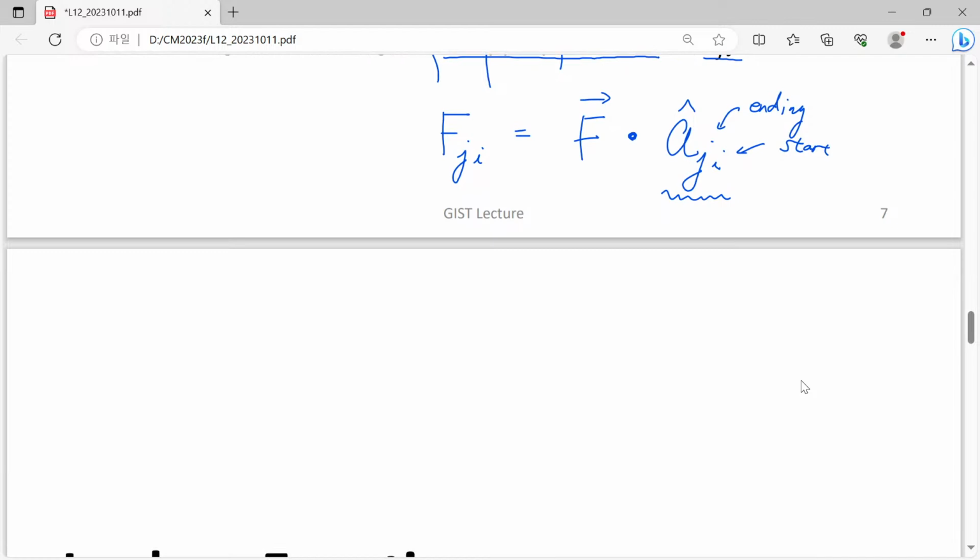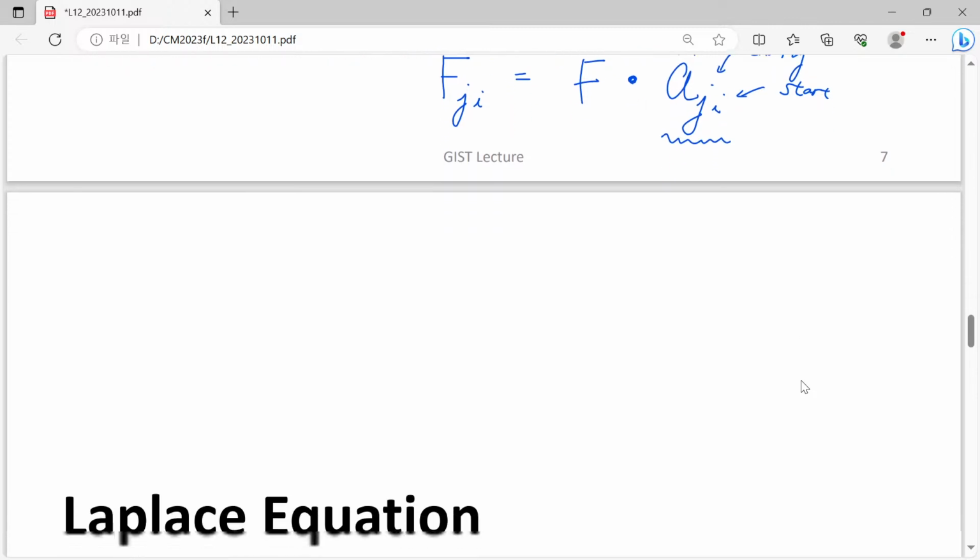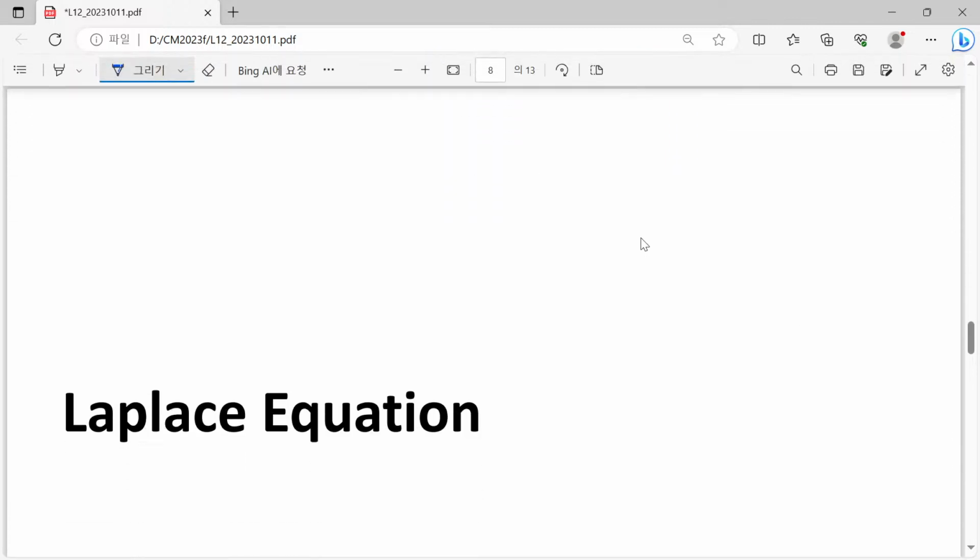Okay? FJI and FIJ, their magnitudes are different, right? No, the magnitude is the same. Yes, they have the same magnitude, only having different sign. So that is a really good question. So inspired by this good question, let me think about this case.